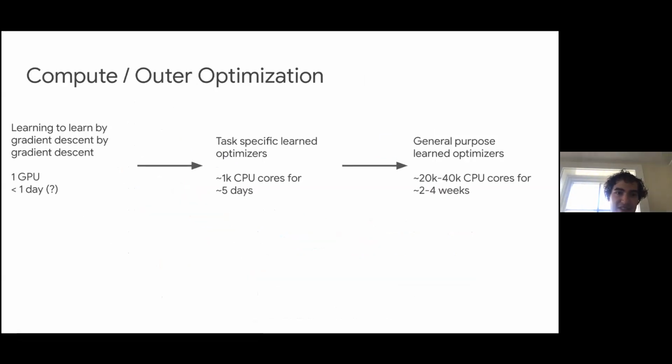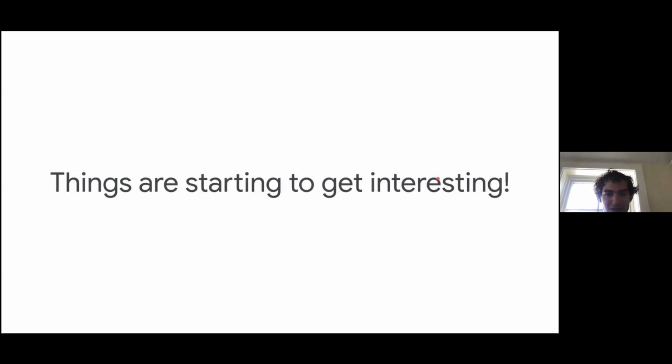Finally, the last thing we did is really up the compute. The original work used roughly a GPU day of compute. Our follow-up work used roughly 1,000 CPUs for 5 days. And this newest work uses somewhere between 20 to 40,000 CPUs for 2 to 4 weeks. So it's a considerably larger amount of compute time. And with all these compute and improvements, things are starting to get interesting. We're starting to see some stuff that's exciting in my mind.